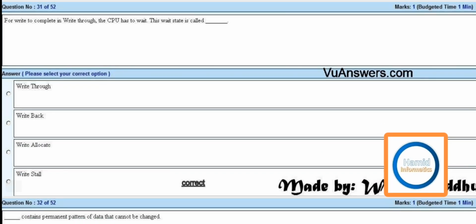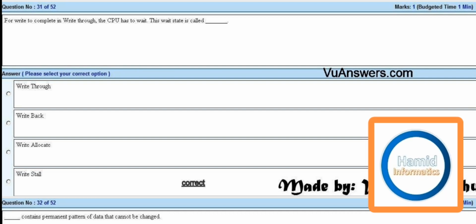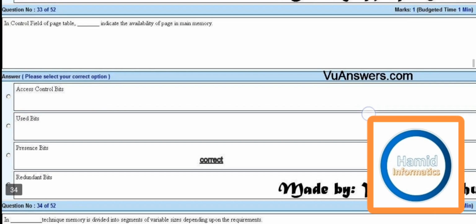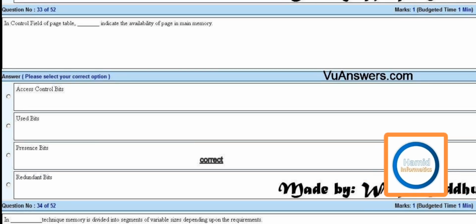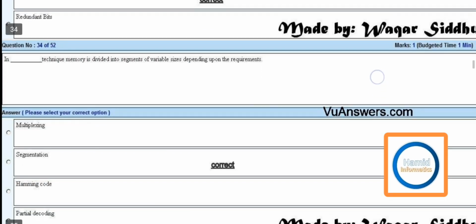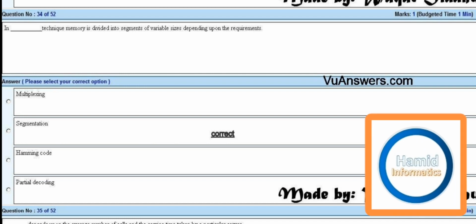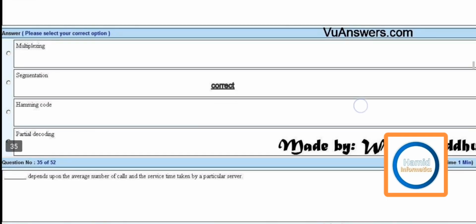Next one: for a write to complete in a write-through, the CPU has to wait. This wait state is called write stall. Next one: dash contains a permanent pattern of data that cannot be changed, and the answer is ROM, read only memory. In the control field of the page table, dash indicates the availability of a page in main memory. Answer is present bit. Next one: in dash technique, memory is divided into segments of variable size depending upon the requirements, and the answer is segmentation.